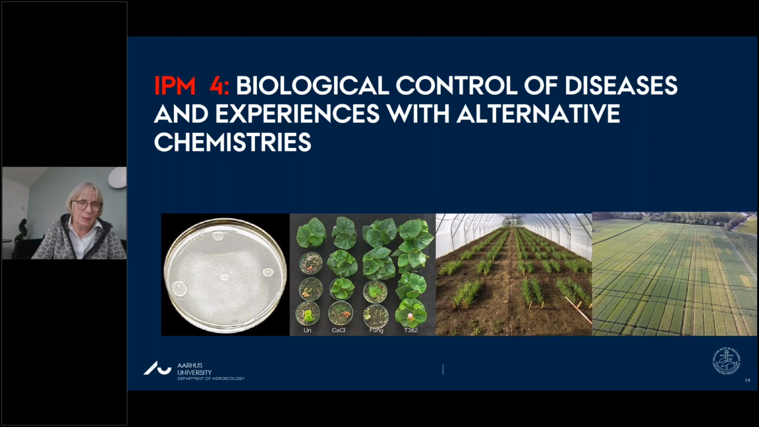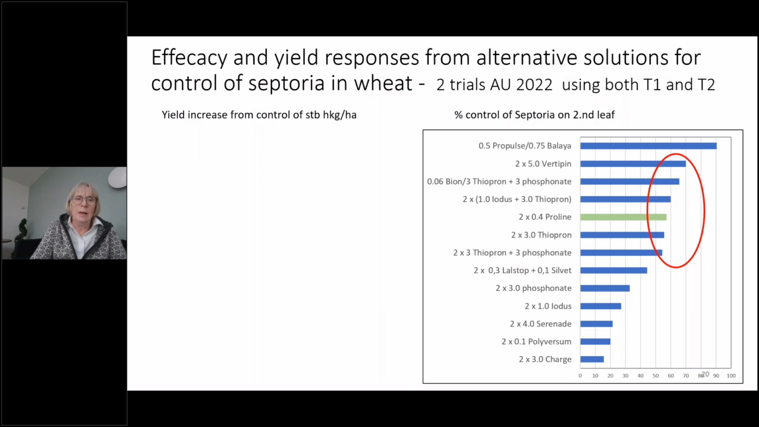to actually get the good responses from some of these biological control agents. In 2022, we carried out some field trials in Denmark where we looked at all the alternatives which we could be aware of. They included products which were bacteria, fungi, phosphonate, and a lot of them based on sulfur products.